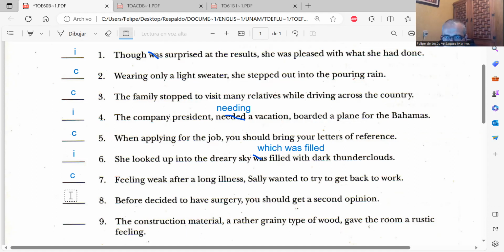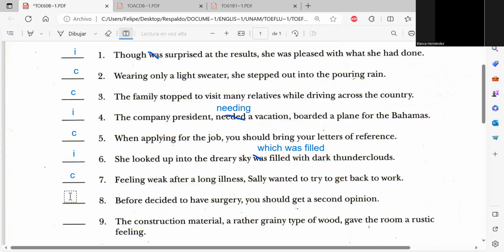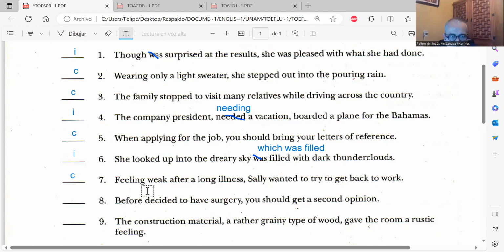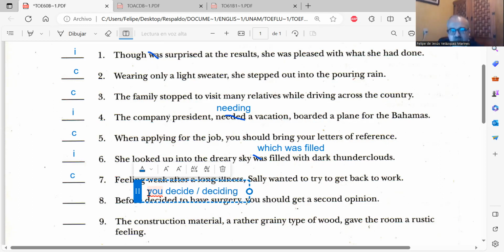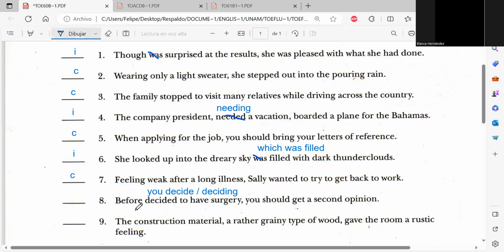It's similar to the last one you answered. It's similar to number 4. Okay. Before deciding to have surgery, you should get a second opinion. Because you are the one who decides, yes? Before you decide, so you are the one who makes a decision, so we eliminate you and we change to ing: before deciding. Okay. Very good. And finally, Felipe.